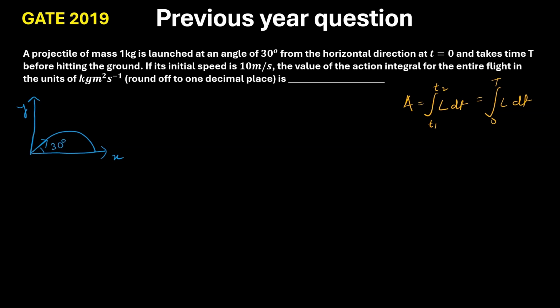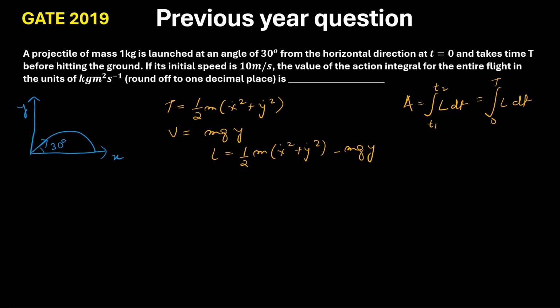Now for this, the kinetic energy will be given by half m x dot square plus y dot square. And the potential energy will be given by mgy. So if I write the Lagrangian, it will be half m x dot square plus y dot square minus mgy. Now the Lagrangian is in terms of x dot, y dot and y, but the action integral we have to integrate with respect to time. So we need to express the Lagrangian in terms of time.